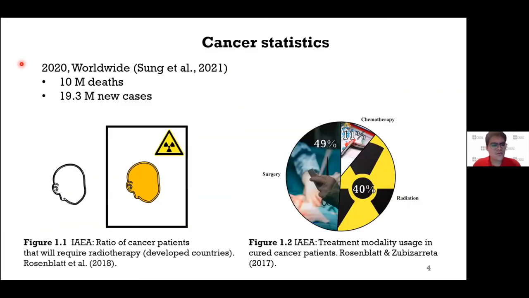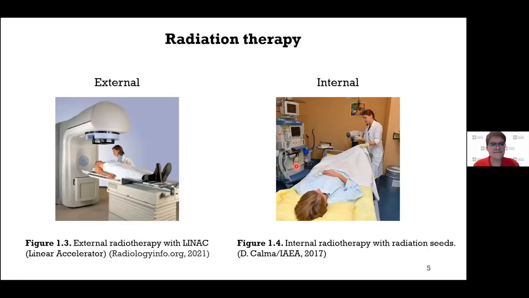Cancer is a leading cause of death worldwide. In the fight against cancer, 1 in 2 cancer patients will require radiotherapy. 40% of the cancer patients were cured by radiation therapy. There are two general types of radiotherapy, external and internal. In the external, radiation is produced by a linear accelerator. And in the internal, the radiation is in the form of radiation seeds that are introduced in the patient.